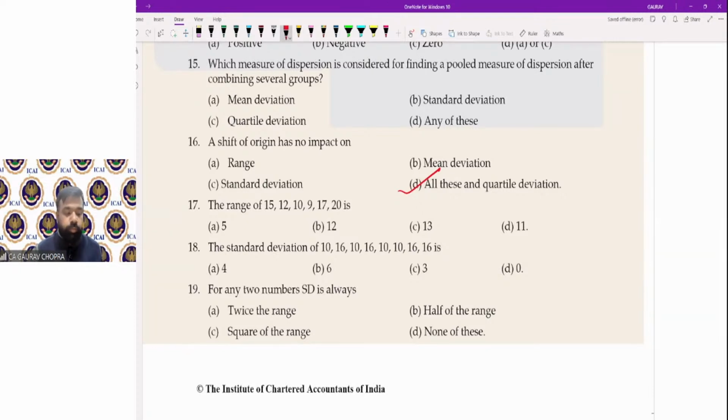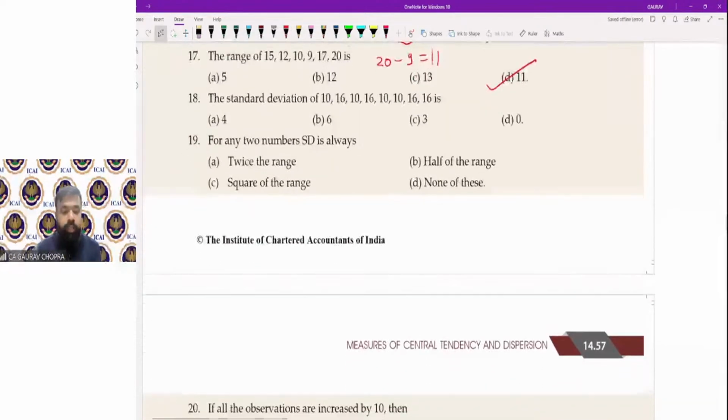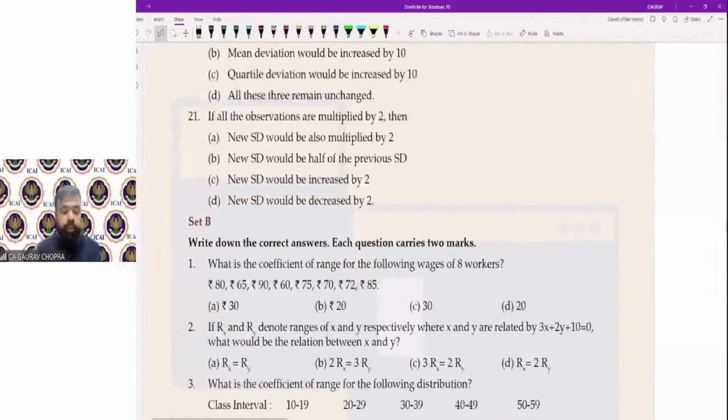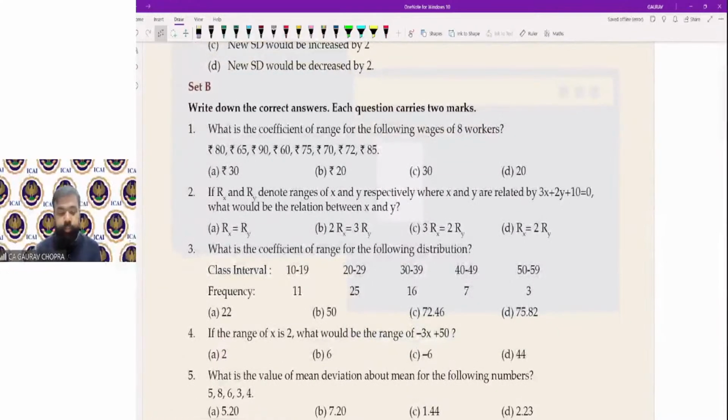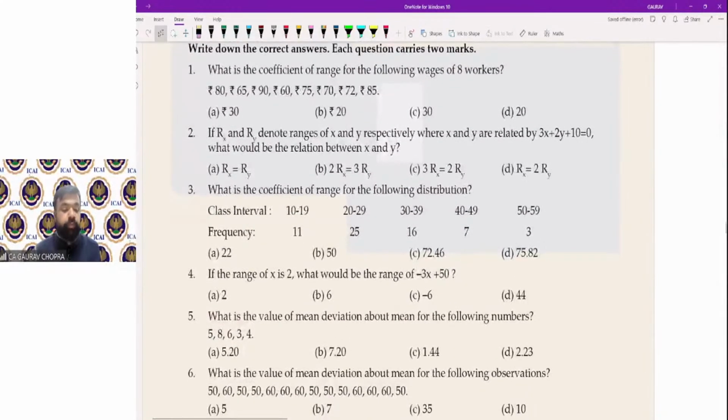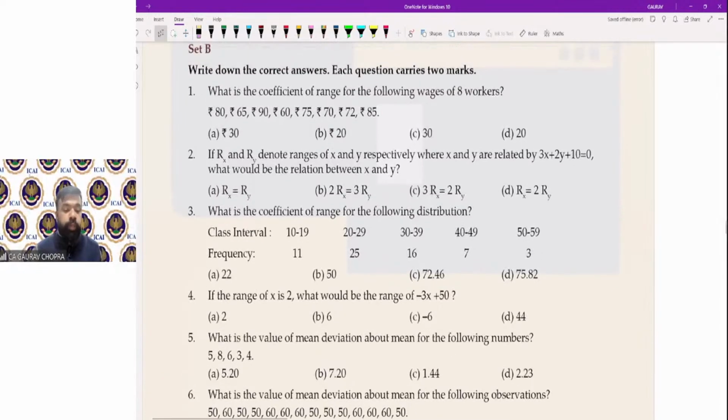17, the range of these series. So for calculation of range, apply the formula highest minus lowest. 20 minus 9, that is 11. Then all these are standard deviation. Now the next one. Write down the correct answers of these.